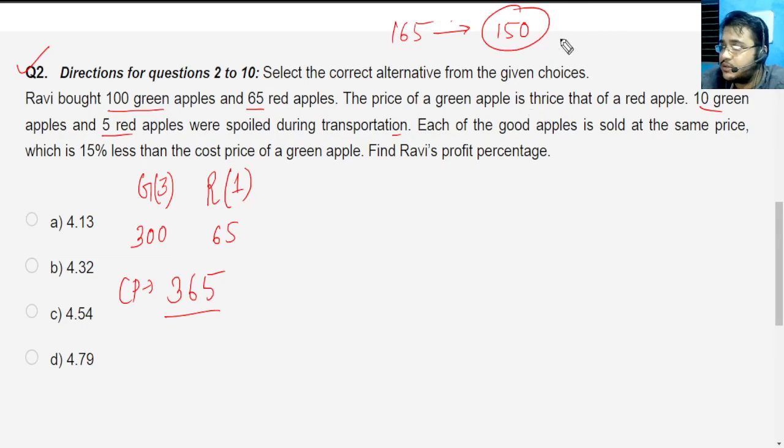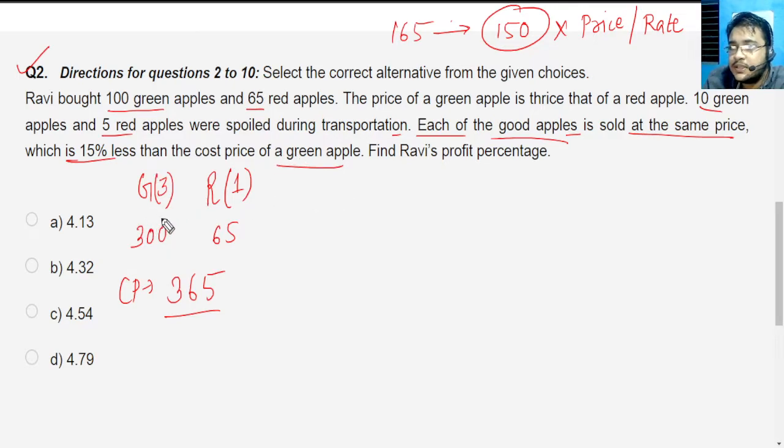But do we know the price? Do I know the price, or rate? I don't know as of now, but there is something given to me. Each of the good apples, these 150, are sold at the same price, which is 15% less than the CP of a green apple. So 15% less than 300. No, 15% less than the rate of the green apple.